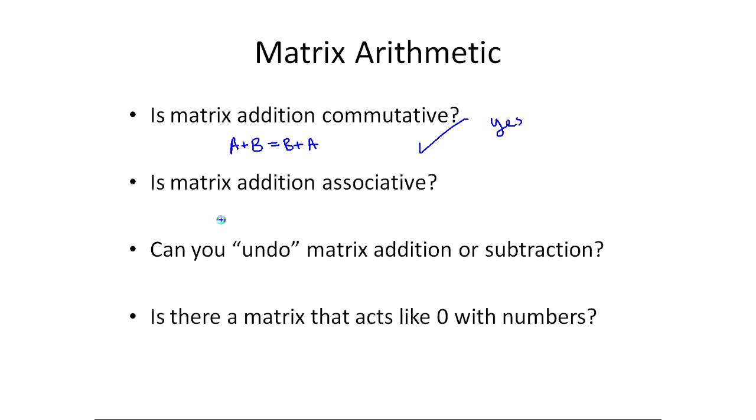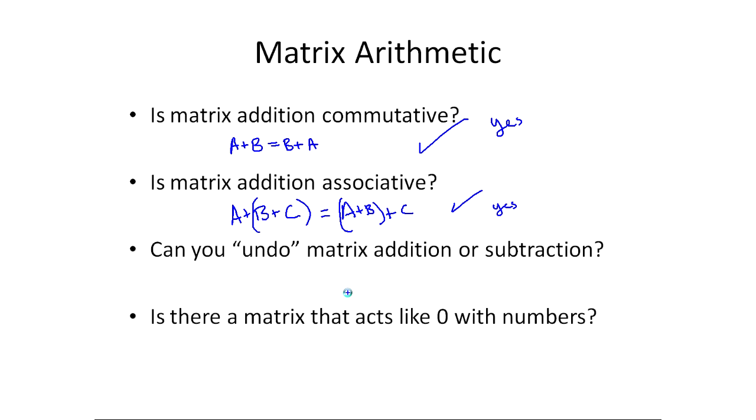Okay, associative. So what that means is, can you say that the following is true? If I have three matrices that I'm adding, can I add these two first and then add that one? And is it the same as if I added the first two and then added the third? And this is actually true as well. This is again because the associative property holds for numbers.